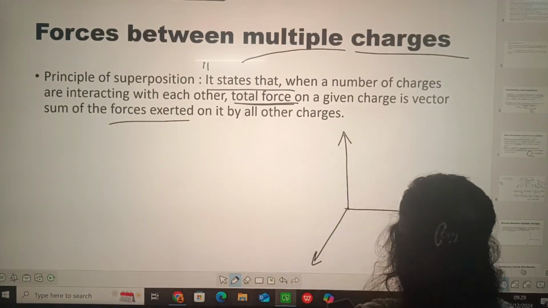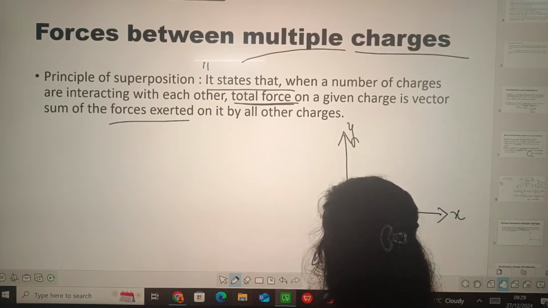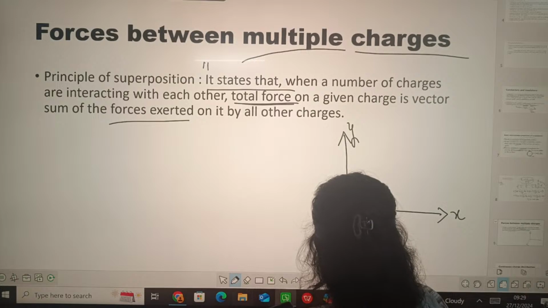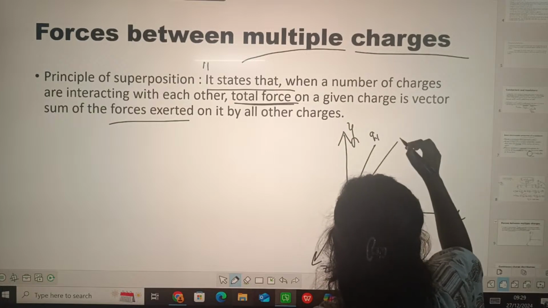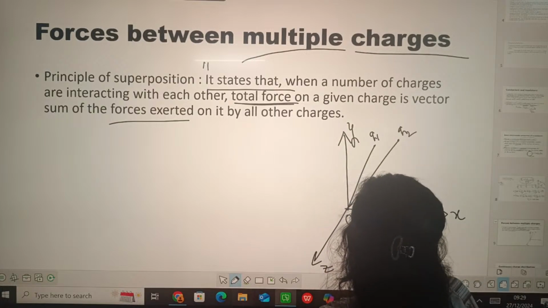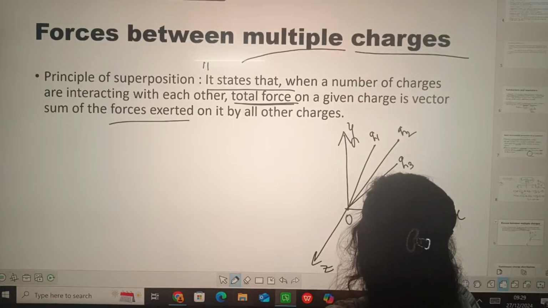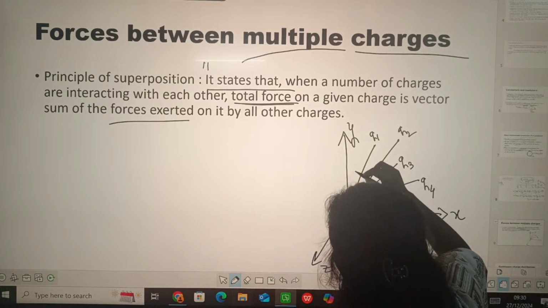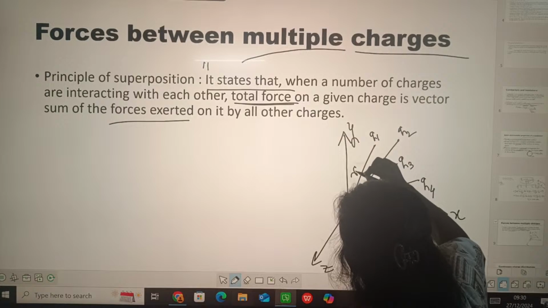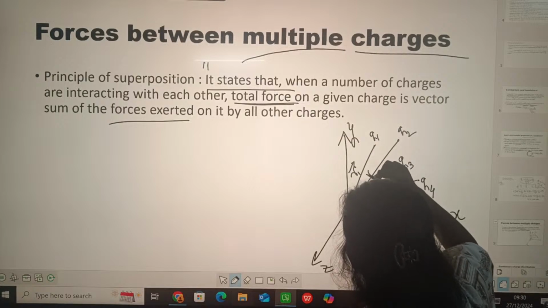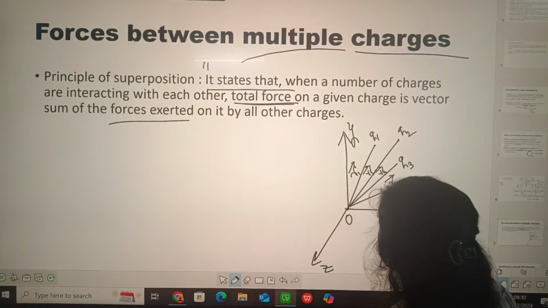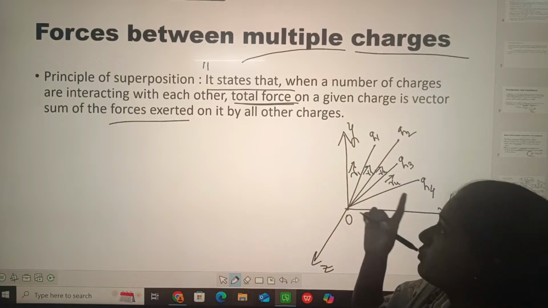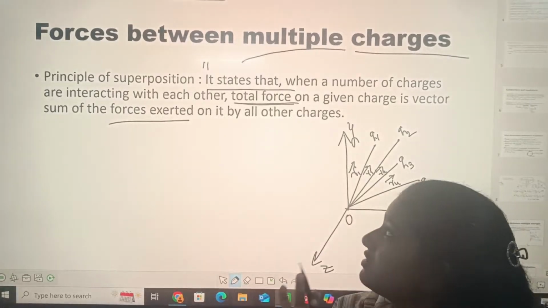Let us consider the same Cartesian coordinates but in 3 axes. This is the x axis, this is the y axis and this is the z axis. This is the origin. The multiple charges, let us take them as q1, q2, q3, q4, etc. The distances of the charges are r1 bar, r2 bar, r3 bar, r4 bar. Then the principle of superposition is nothing but the forces between multiple charges.